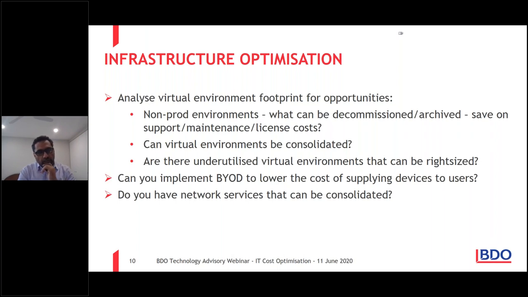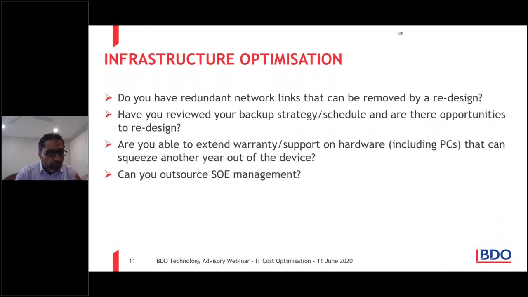And the last topic on that is your network services, and this applies mainly to organizations that have multiple sites and multiple dedicated links between offices. Looking at what network arrangement you have in place could help reduce the cost quite significantly. So redundant network links, this is related to the topic we were talking about earlier, reviewing the redundancy that you have built between your sites. Do we need to have that redundancy?